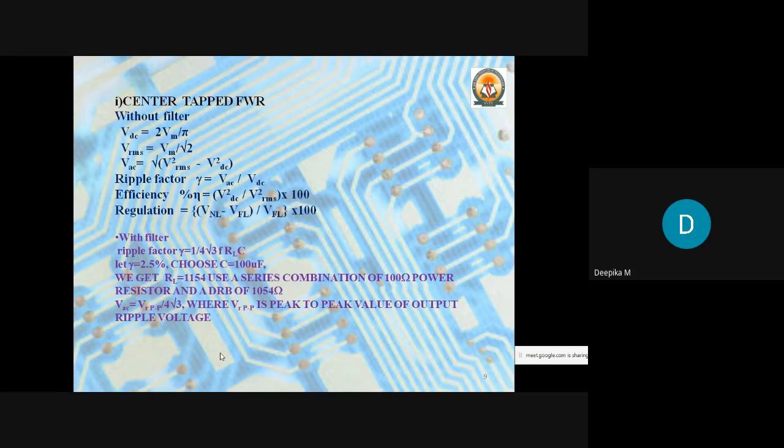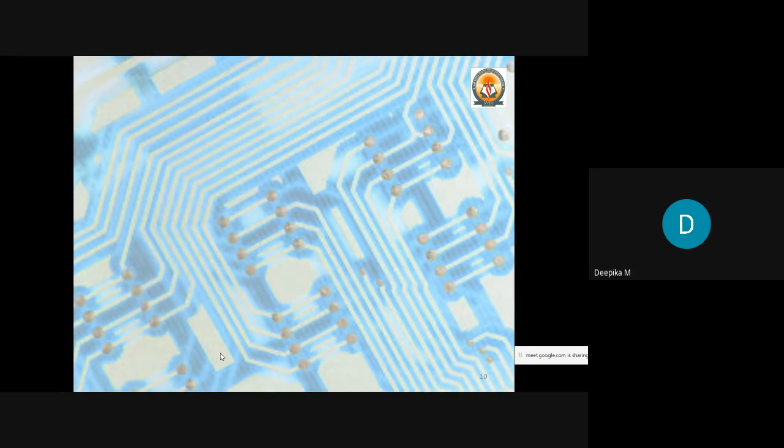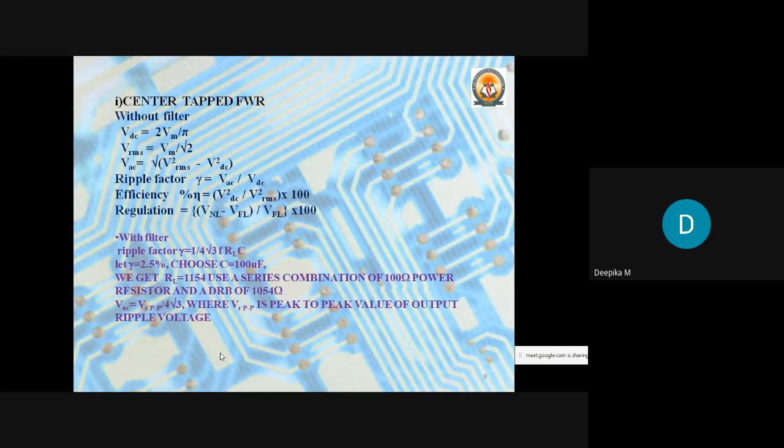For any experiment, efficiency should be maximum and regulation should be as low as possible. And coming to the case with filter, the ripple factor formula is 1 by 4 root 3 f RL C. You know that the frequency is 50 Hertz. There is no difference in that. RL is the load resistance, that is the DRB box resistance. Whatever value of resistance you have used in the DRB box, that is the RL, and C is the capacitance value, which is usually 100 microfarad.